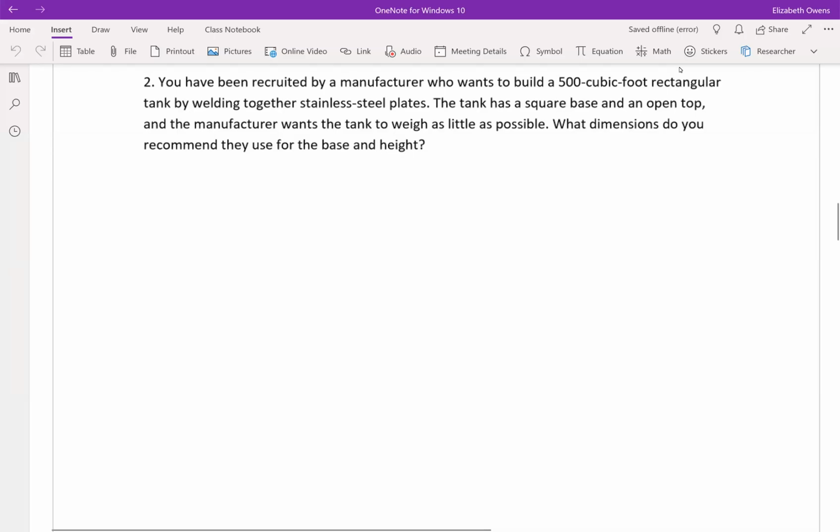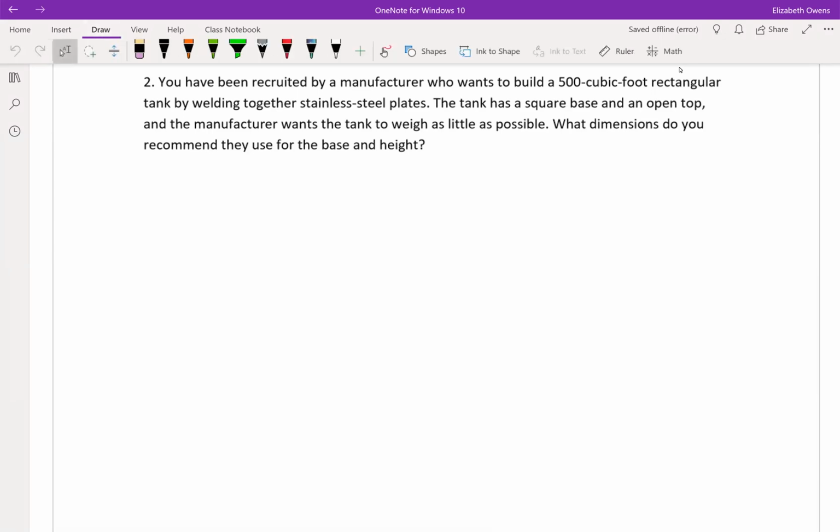Here is a second example of an optimization problem. In this problem, you have been recruited by a manufacturer who wants to build a 500 cubic foot rectangular tank by welding together stainless steel plates. The tank has a square base and an open top, and the manufacturer wants the tank to weigh as little as possible. What dimensions do you recommend they use for the base and height?